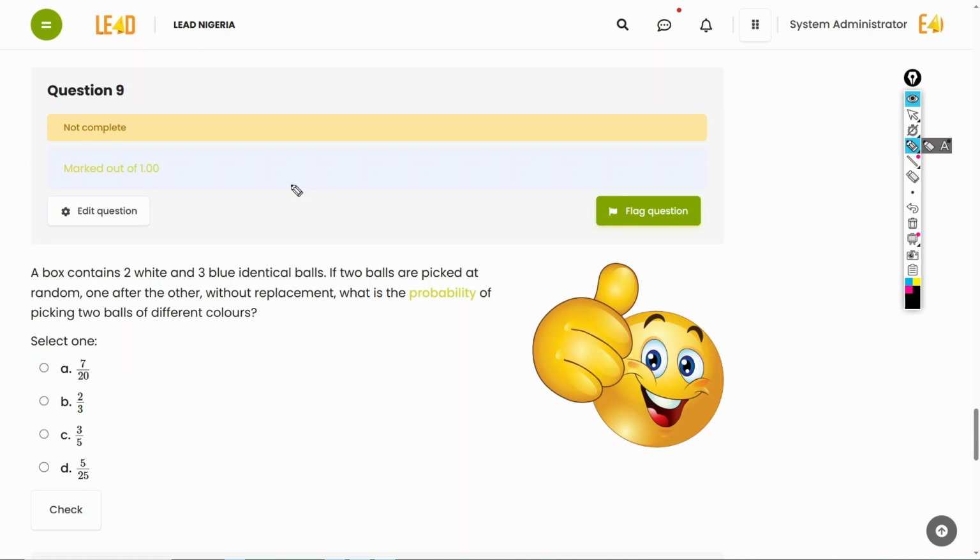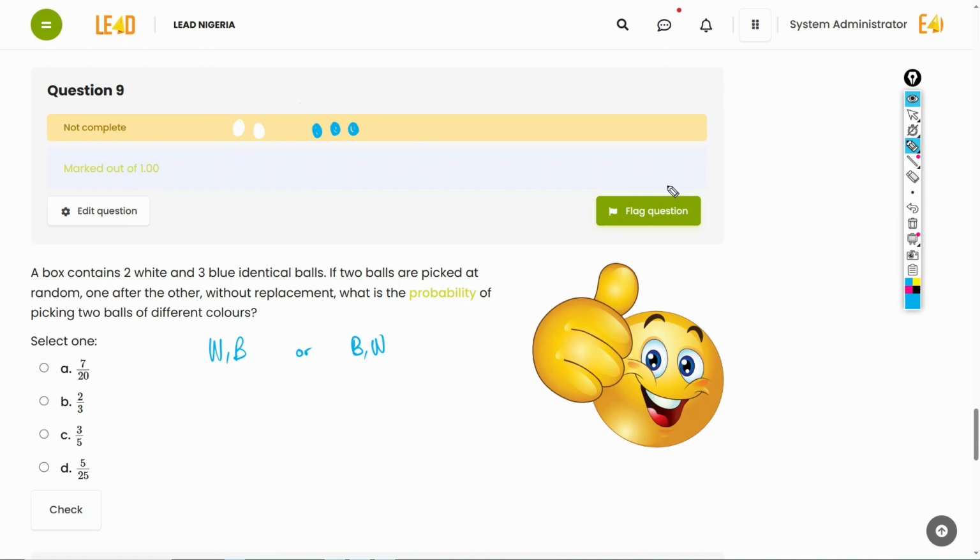So a box contains 2 white and 3 blue identical balls. All right, so let's draw it out. We have 2 white and then 3 blue identical balls. If 2 balls are picked at random, one after the other without replacement, what's the probability of picking 2 balls of different colors? All right, so there are 2 ways this can happen. If you're going to pick 2 balls of different colors, then either you pick a white and then a blue, or you pick a blue and then a white. Now remember, it's without replacement, so the setup of the balls would be changing.